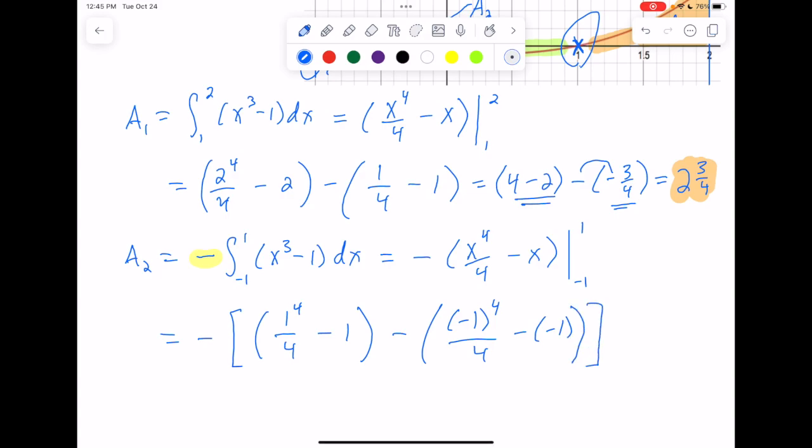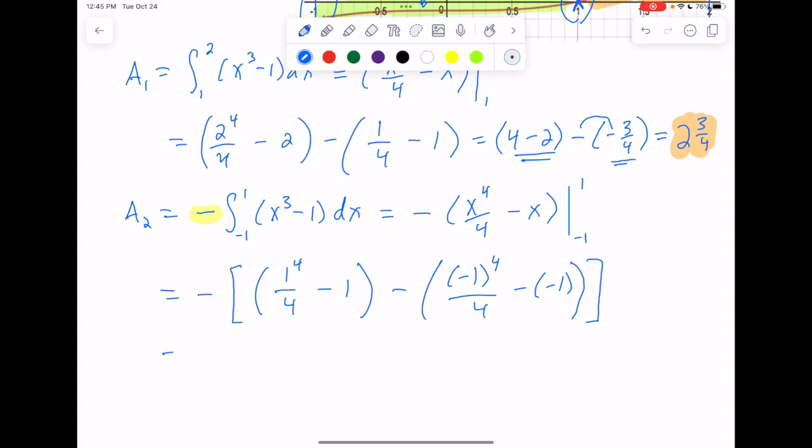All right, so we just need to simplify that down until we get to a number, and then we'll have our A2. So the negative is out front. We have 1/4 minus 1, which is -3/4. And we have minus, and then what's going on in this other one? The -1 to the 4th would be positive, so that's 1/4. The two negatives right here will make a positive, so that becomes a +1.